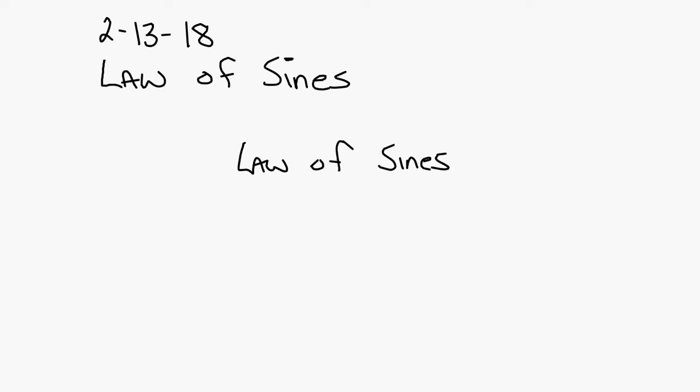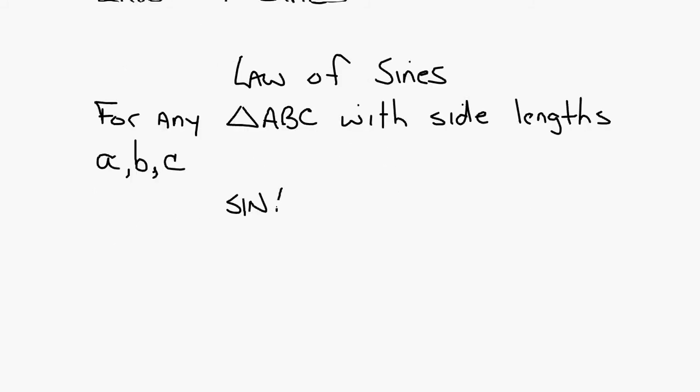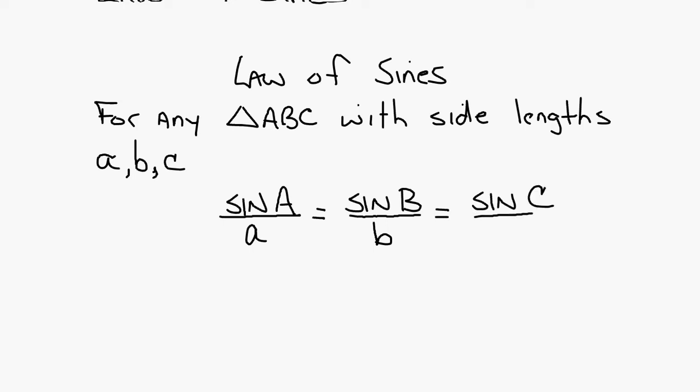And the law of sines says that for any triangle ABC with side lengths little letter A, little letter B, and little letter C, the sine of angle A divided by the length of side A will be equal to the sine of angle B divided by the length of side B, and that will be equal to the sine of angle C divided by the length of side C.